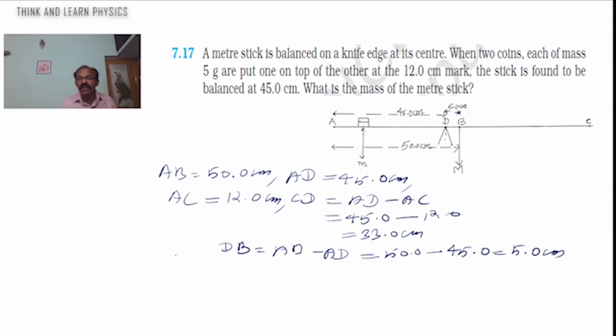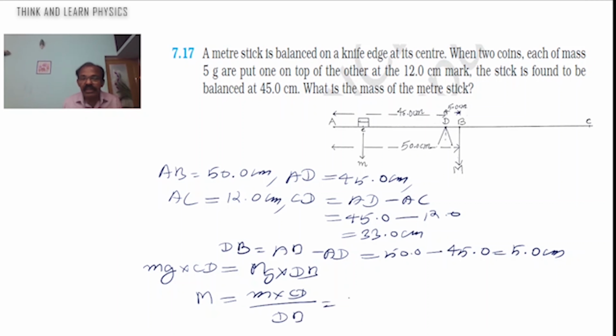Now taking moments about the point D, the anti-clockwise moment is mg into CD. It is numerically equal to the clockwise moment, which is Mg into DB. From this we get capital M, the mass of the meter scale, to be small m into CD divided by DB. This is equal to 10 into 33.0 divided by 5.0. When simplified, we get 66.0 gram. This is the mass of the meter scale.